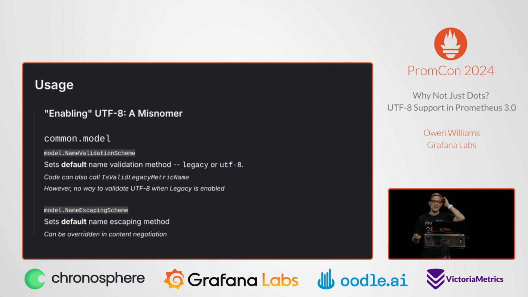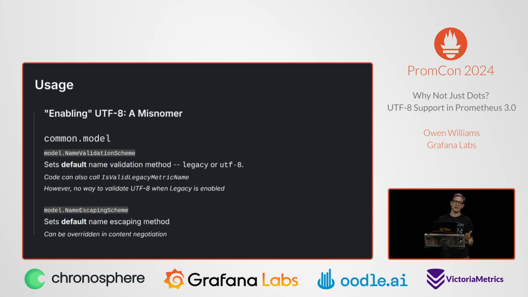So yes, how do you enable this? It's a bit of a misnomer because, as I say, it's just a matter of when metrics are checked to see if they're valid, what do you do? The way we've done this is a global flag in the common model library that asks what the validation scheme is for names. And by default in Prometheus 2.0, it's legacy. And you can switch that to say, OK, use the UTF-8 validation scheme.